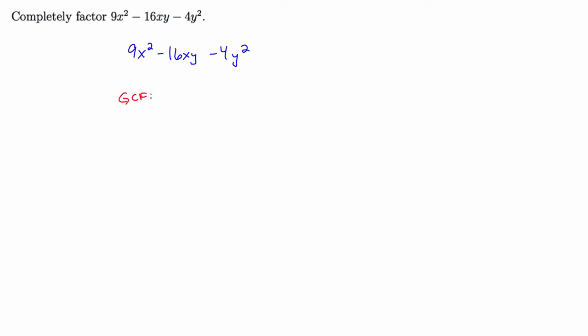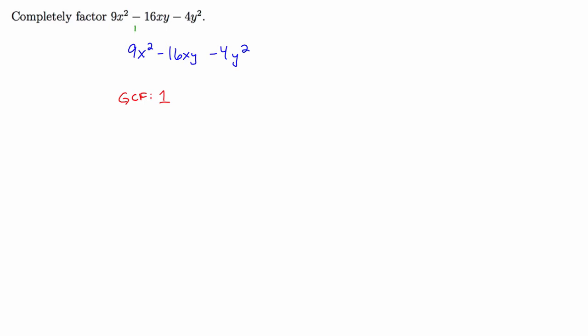When we look at the variables on the three terms, one term has an x squared, the other has an xy, and the third has a y squared. There is no common variable through every term, so there is no variable component to the GCF. When we look at the coefficients, we have 9, 16, and 4. There is no factor of 9 that is common to 16 or 4 other than 1, making our greatest common factor 1.